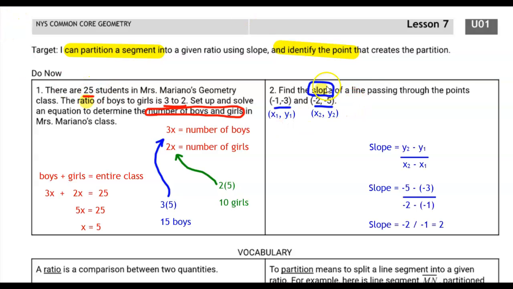All right, for this next problem, you were asked to find the slope, so we identified x1, y1, x2, y2. Put it into the slope formula, which is y2 minus y1 over x2 minus x1. Substitute, do a lot of evaluation, and get the slope is equal to -2 divided by -1, which is the same as +2. So you should have gotten the slope is +2.